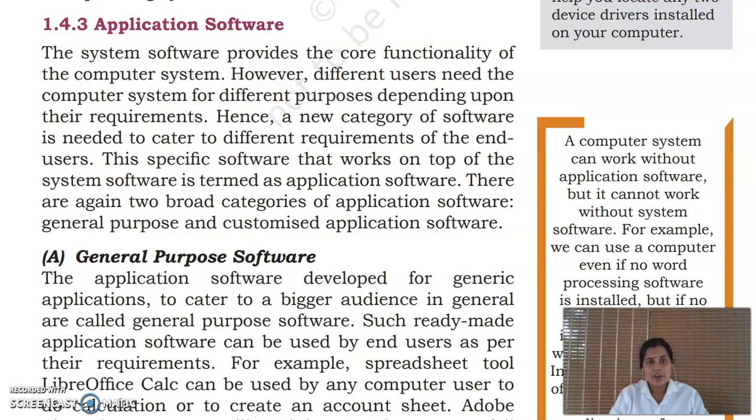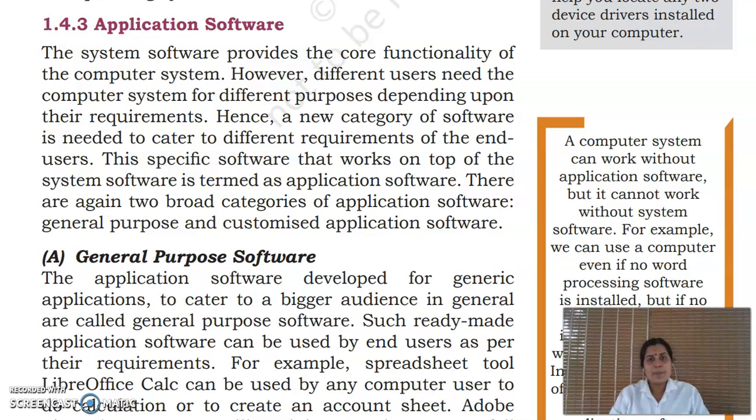By using system software only, we can control the system. A computer is controlled by the system software. All devices in the computer are also controlled by system software. One common example of system software is our operating system. So let's discuss application software today.